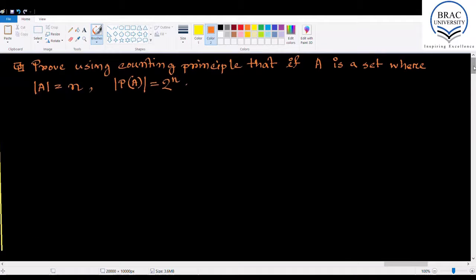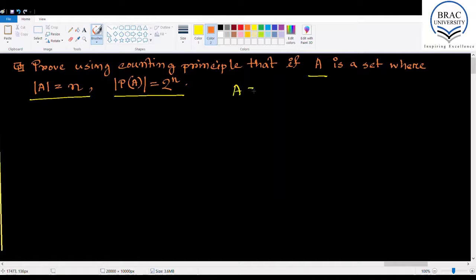Here it says that, yes, we have already studied it. Prove using the counting principle that if A is a set where the cardinality of A equals n, you'll have to prove that the cardinality of the power set of A will be 2 to the power n. Let us recall the concept of power set.